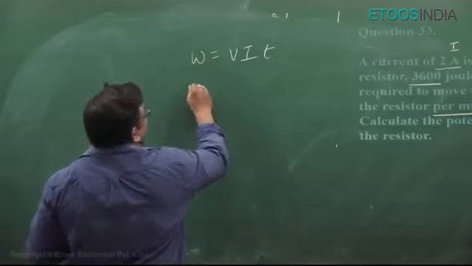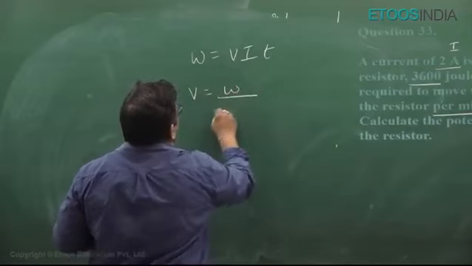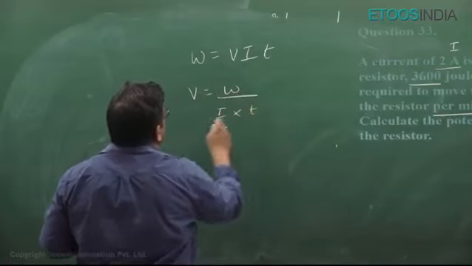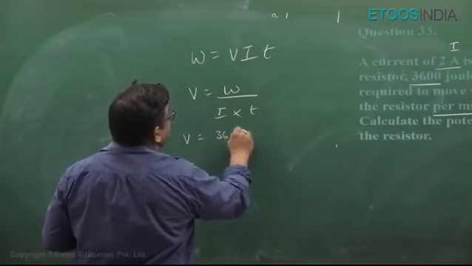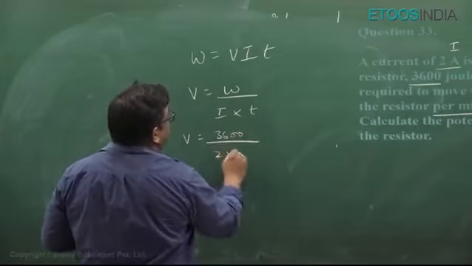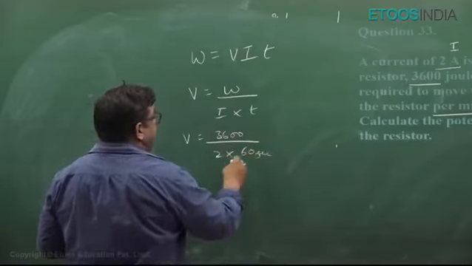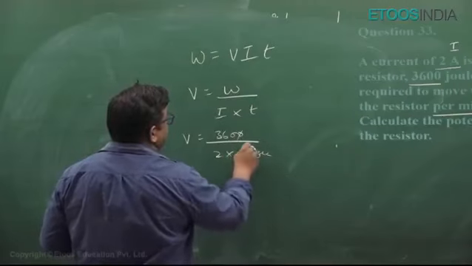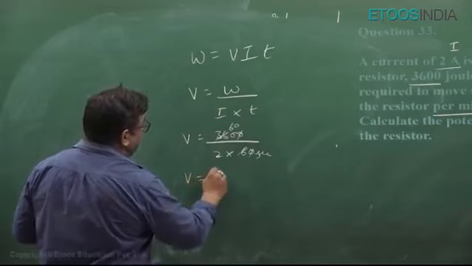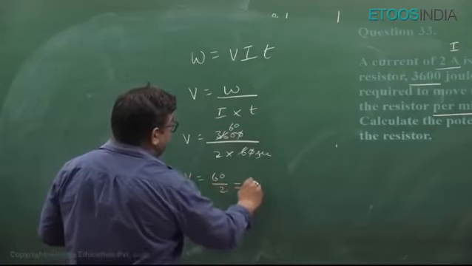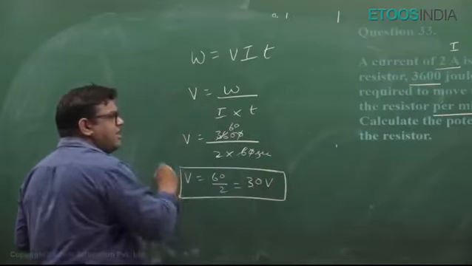So I'll just write it. What we need to find out is V is equal to W upon I into T. So V is equal to, what is W here? It is 3600 upon 2 into 60 seconds. Is it clear? So it will turn out to be like this: V is equal to 60 upon 2, that is 30 volts.